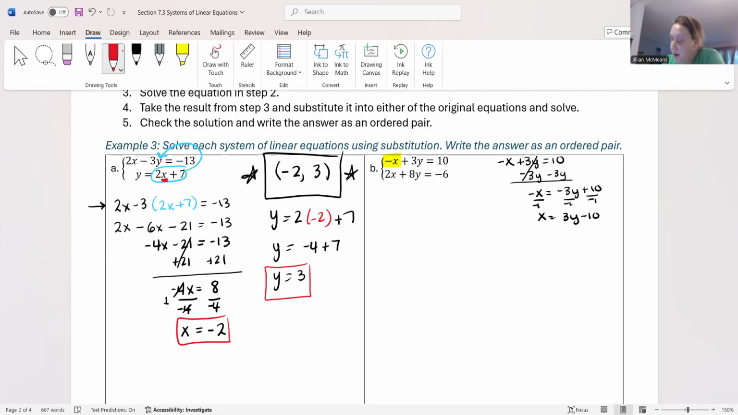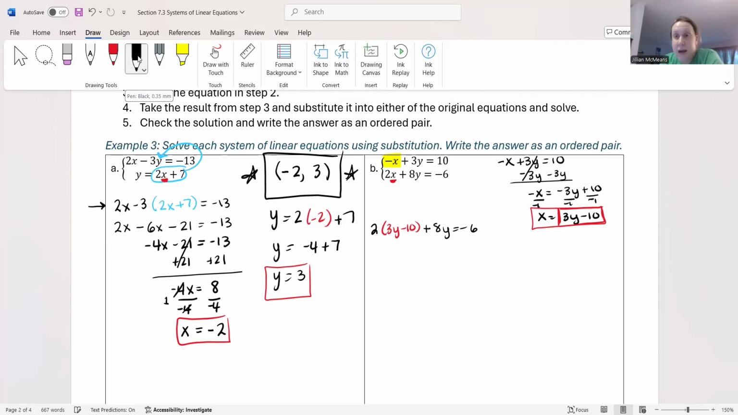So we now have that x equals this right here. x equals 3y minus 10. And what I want to do is take this value for x and plug it into the other equation for x. So I'm going to plug it into the second equation for x. Okay? So when I do that, my second equation is going to be 2 times x, which is 3y minus 10. And then we just rewrite the rest of the equation. So plus 8y equals negative 6.